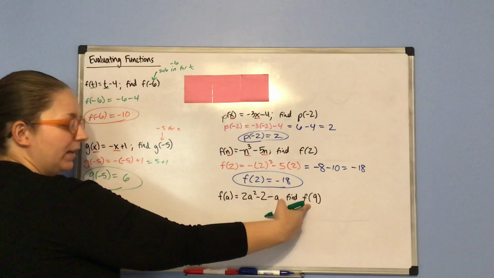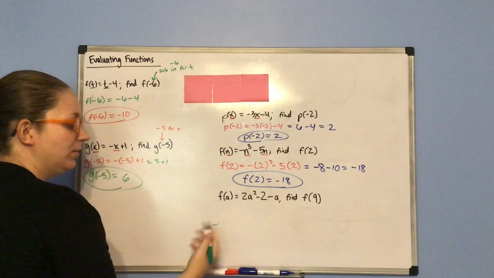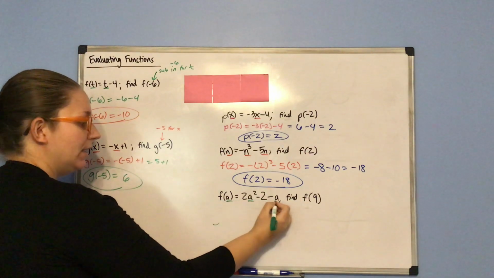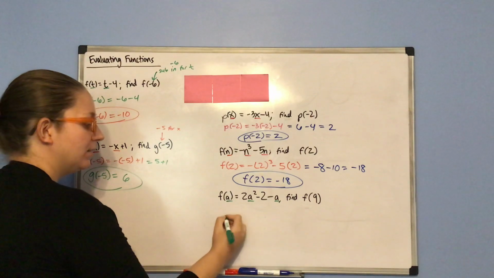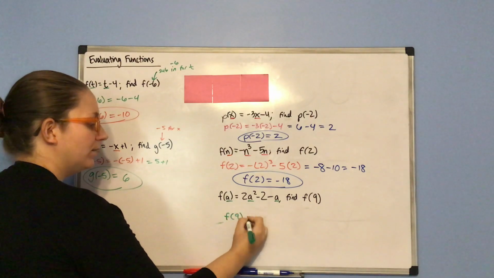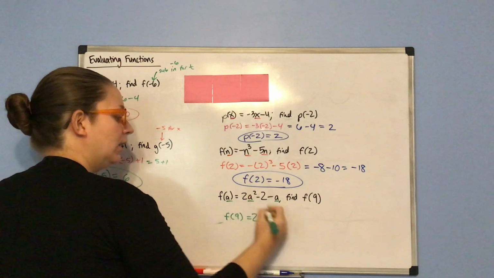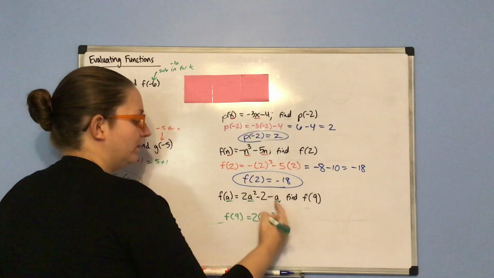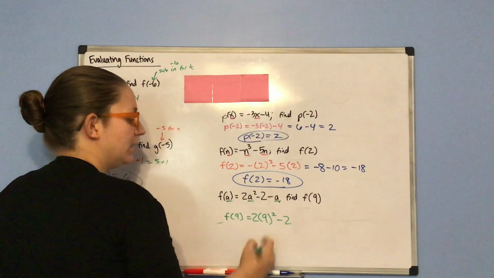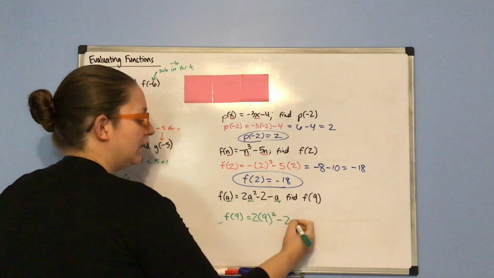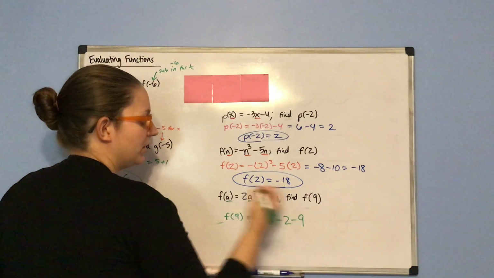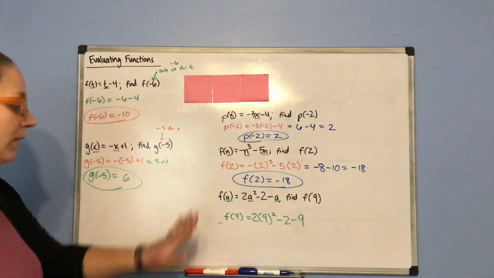Last but not least, they're asking us to find f of 9. Here's my f equation. All of these a's are going to turn into 9's. So 2 stays the same, parentheses 9 here. Don't forget that exponent too. Minus 2 stays the same. Minus, you can do parentheses 9 or just 9 here. They both work.